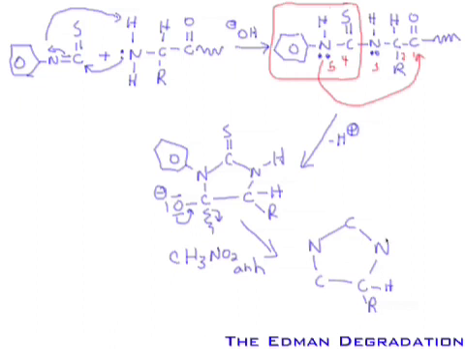CHR, NH, C double bond S, and this becomes a C double bond O. And then we have the rest of the peptide.